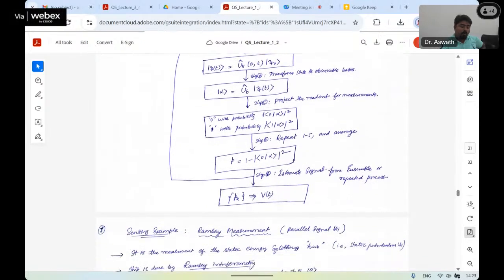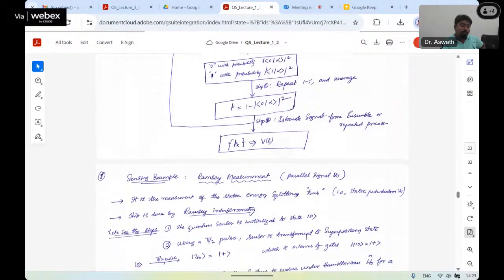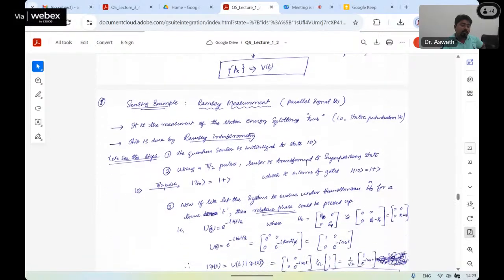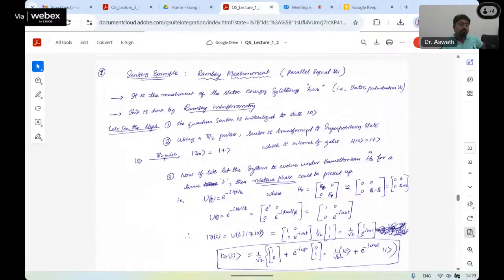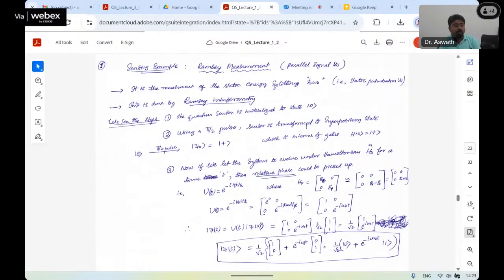Now, to understand how the algorithm works, I have to get into actual real world examples. If somebody has any questions, please let me know now.